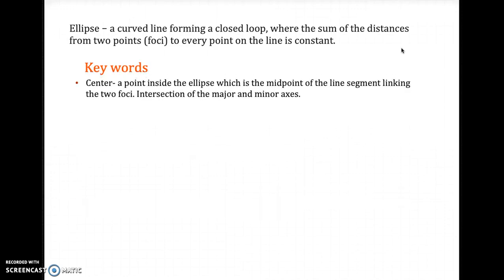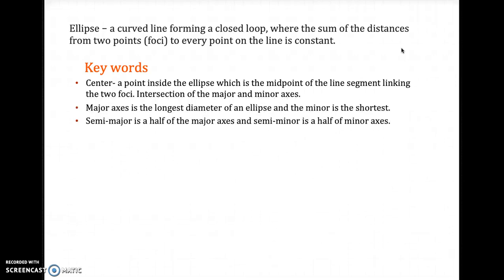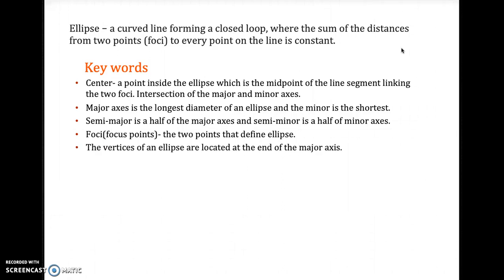Keywords: center, the point inside the ellipse which is the midpoint of the line segment linking the foci, the intersection of the major and minor axis. The major axis is the longest diameter of an ellipse and the minor is the shortest. Semi-major is half of the major axis and semi-minor is half of the minor axis. Foci are the 2 points that define the ellipse. The vertices of an ellipse are located at the ends of the major axis.